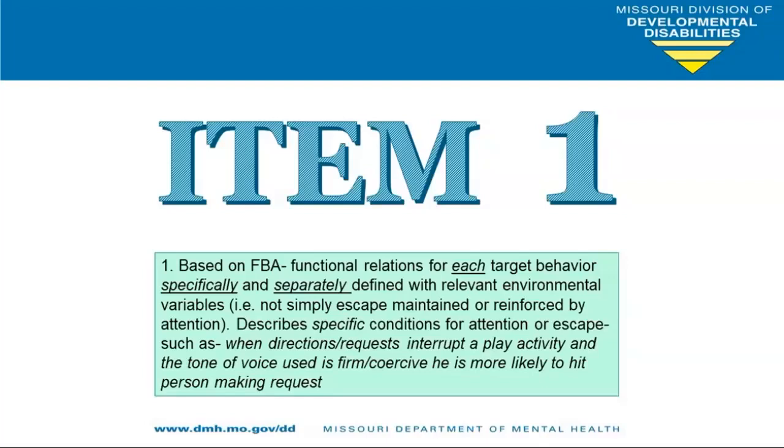Good morning. This is Melantha. Item 1 on the checklist states that based on the FBA, functional relations for each target behavior are specifically and separately defined with relevant environmental variables. It describes specific conditions for attention or escape, such as when directions or requests are given or interrupted. So just having things spelled out clearly and related back to the function.